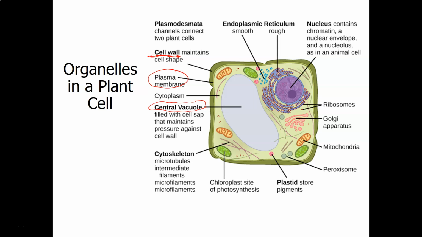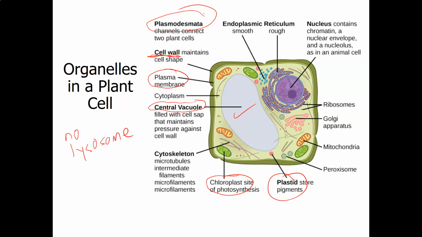A plant cell does not have a lysosome, so anything that needs to be broken down or digested happens in the central vacuole. Plant cells have a cytoskeleton just like animal cells, but plant cells have chloroplasts to carry out photosynthesis, and plastids, which are vesicles that store pigments. Everything else, I believe, well, the plasmodesmata, you wouldn't have that in animal cells because they are channels between plant cells that connect one plant cell to another. But other than that, everything is the same.